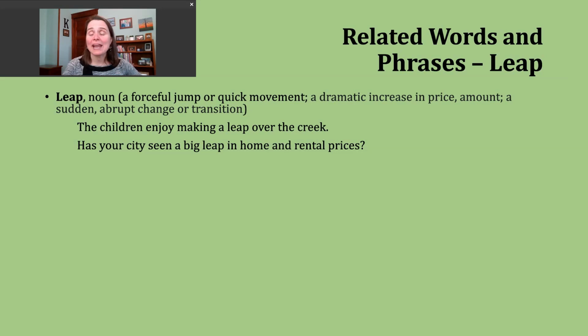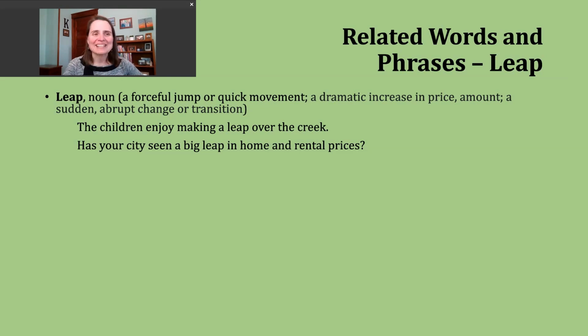A second way leap gets used, again, might describe a dramatic increase in price. An example of this: has your city seen a big leap in home and rental prices? So we're asking, have you seen a large increase or a large amount?